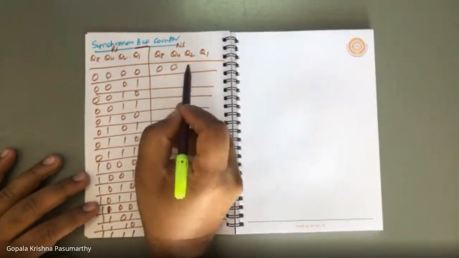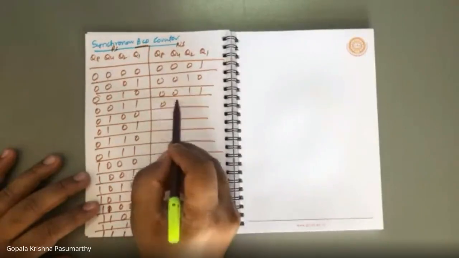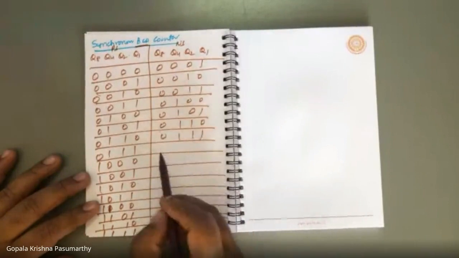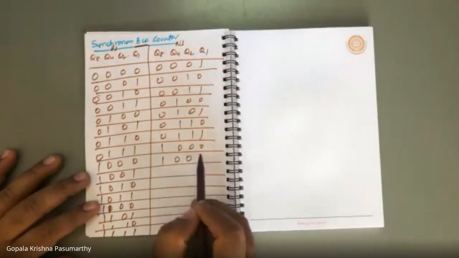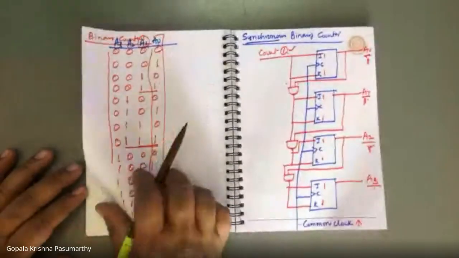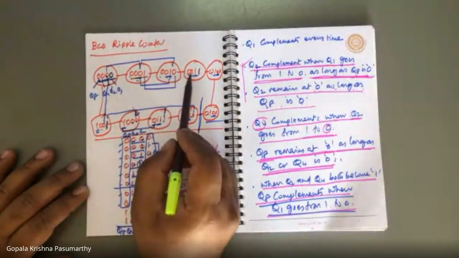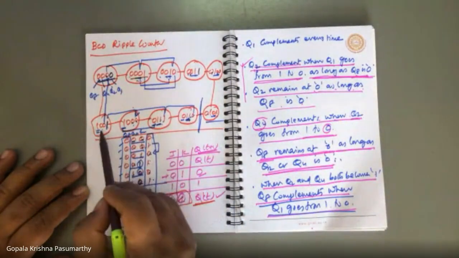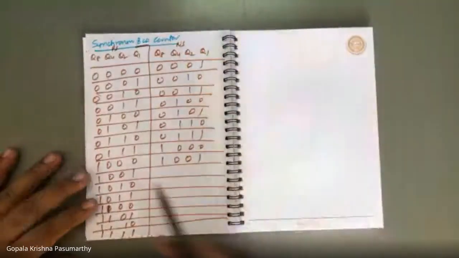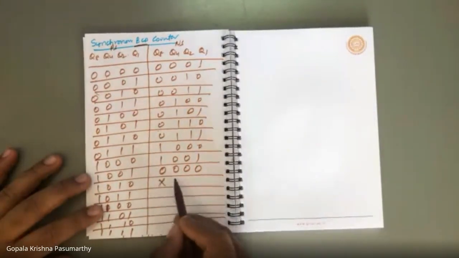0, 0, 0, 0. What is the next state for 0? 1. Next state for 1 is 2, 3, 4, 5, 6, 7, 8, 9. For 9, what is the next state for 9? 0 goes to 1, 1 goes to 2, 2 goes to 3, 3 goes to 4, 5, 6, 7, 8, 9. 9 goes to? Someone should answer. 9 goes to 0. 10, there is no next state for 10.